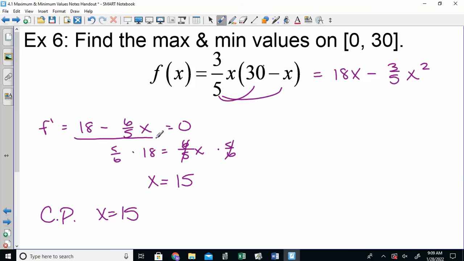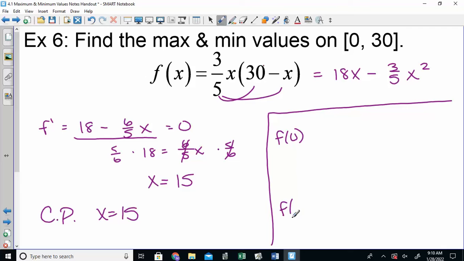Is this ever undefined? No, because I didn't have x on the bottom. Now, if it had been like 6 over 5x, what would I have to add? What would make 6 divided by 5x undefined? 0. If you have a fraction, we know the bottom can't be 0. So that would add a critical point. I'm looking on the interval 0 to 30. So to find my maximums or minimums at this point, we had to plug in the endpoints and our critical points to the original function.